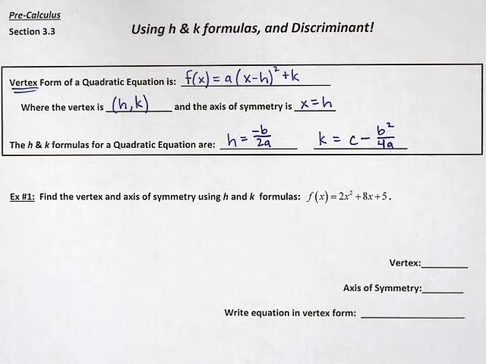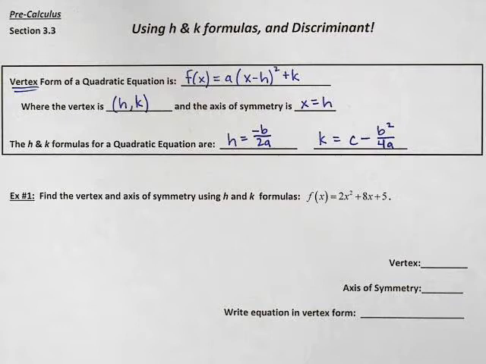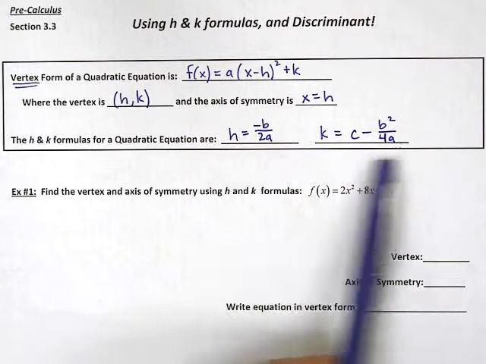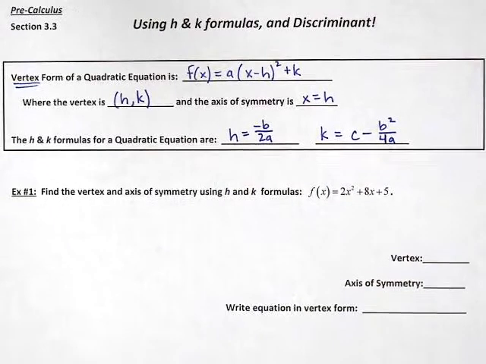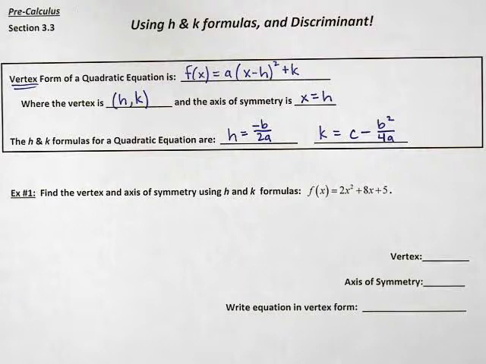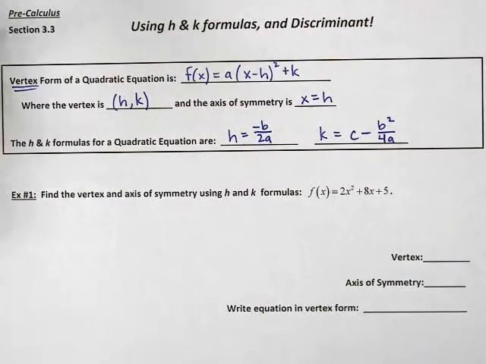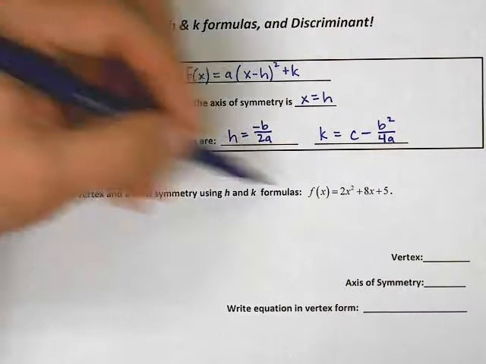All right, so I will leave these up for the first problem, and then we will need to start working on memorizing these. So you should probably take a little bit of time right now and try to start to memorize those. All right, so example 1, find the vertex and axis of symmetry using our formulas.